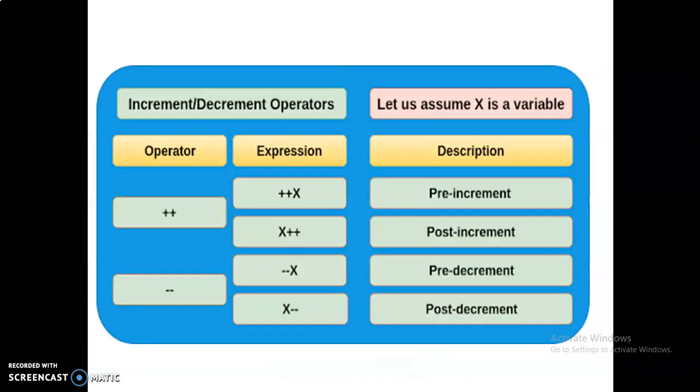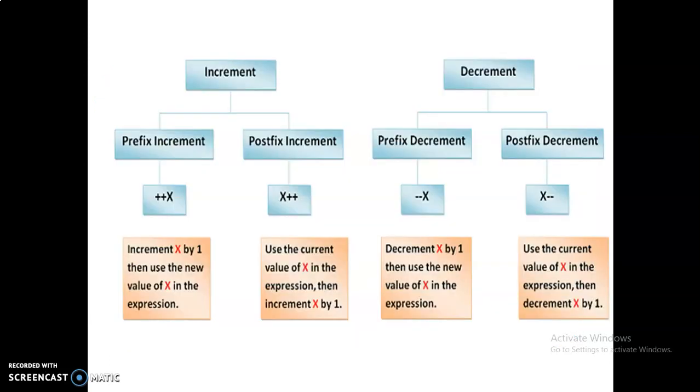So these are all the types of increment and decrement operators. The operators are plus plus and minus minus. Increment means it increments by 1. Decrement means it decrements, subtracted by 1. Here there are 2 types: pre-increment and post-increment, like that pre-decrement and post-decrement.